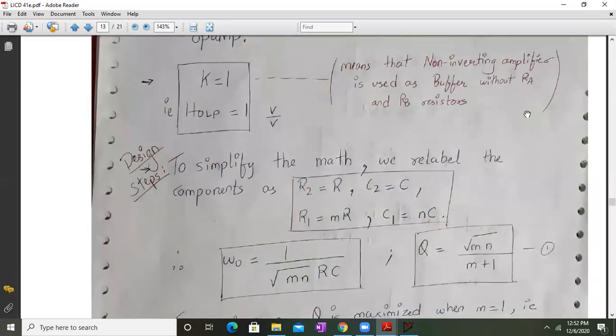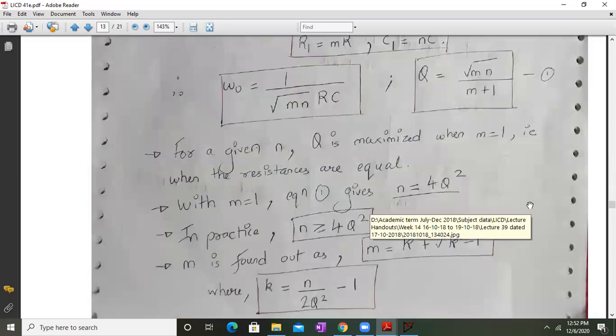We relabel the component values. So R2 is R, R1 is M times R, C2 is C, C1 is N times C, omega naught is 1 upon square root of MN into R into C, Q is square root of MN upon M plus 1, and M equal to 1 gives N equal to 4Q square. In practice we take N greater than or equal to 4Q square, and M can be found out as M is equal to K plus square root of K square minus 1.